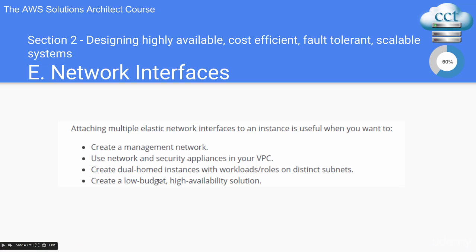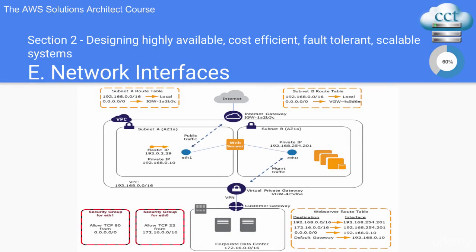Another thing listed here is you can create a low budget, high availability solution. For instance, attach an ENI to an instance, and if the instance dies, another one will launch and attach the ENI to it, and then traffic flow will resume within a few seconds. So that's just a few of the things we can do with an ENI.